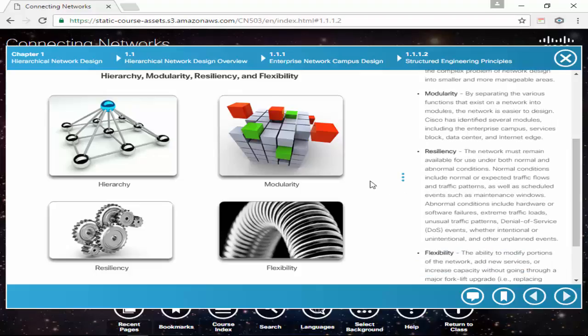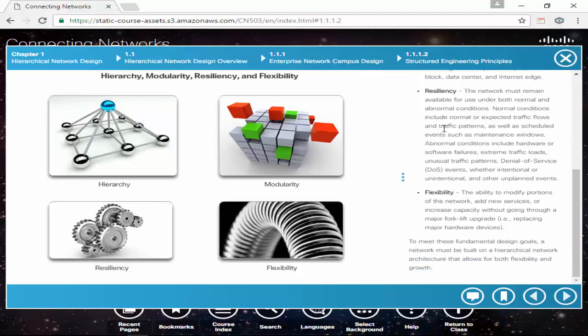Then we want resiliency. The network must remain available. Remember, we're looking for four nines, 99.99% uptime. Normal conditions include both normal or expected traffic flows and patterns, as well as scheduled events such as maintenance windows. Abnormal conditions include hardware or software failures, extreme traffic loads, unusual traffic patterns, denial of service events, whether intentional or unintentional, that's with the DoS, and other unplanned events. So we want it to be able to survive all those things.